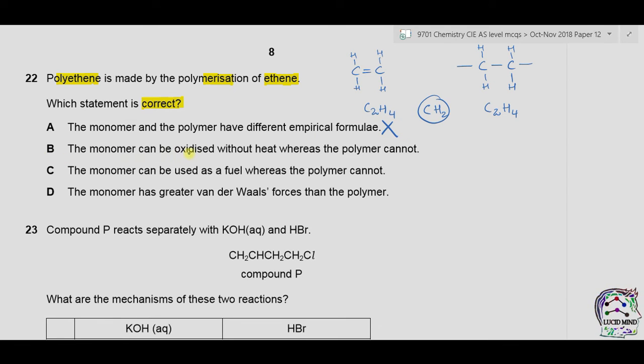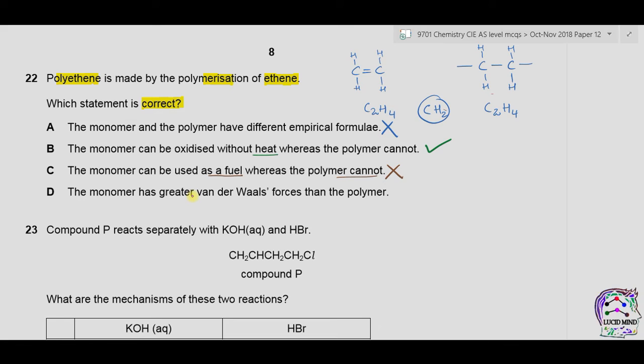Part B, the monomer can be oxidized without heat, whereas the polymer cannot. This is a true statement because alkene can be oxidized by cold acidified potassium manganate, while the polymer cannot be oxidized without combustion. Part C, the monomer can be used as a fuel, whereas the polymer cannot. Now the monomer can be combusted to form carbon dioxide and water. The polymer can also be combusted to form carbon dioxide and water, so therefore this statement is wrong.